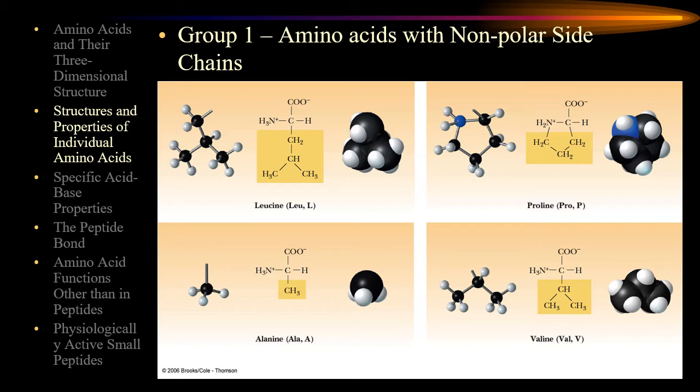Especially if you look at leucine at the middle of the screen, that's probably how we usually write compounds, especially organic compounds. And then the space filling model is probably a more accurate representation of how the molecules look. We have in this slide leucine, proline, alanine, and valine. They're mostly just hydrocarbon chains. Recall from your organic chemistry, alkanes, they don't really do anything.